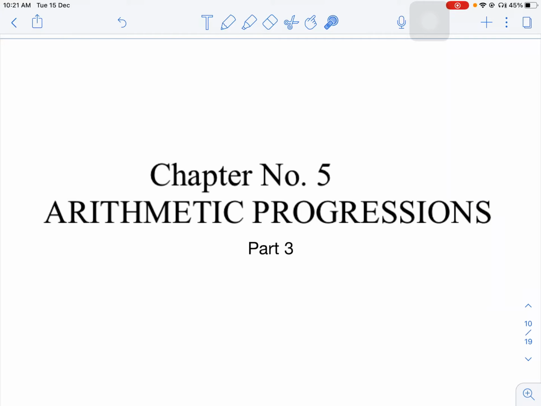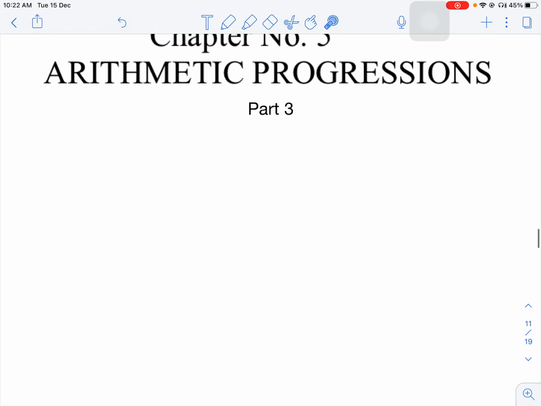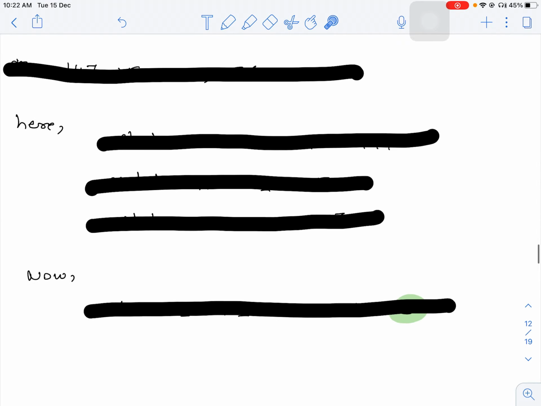So hello students, today we are going to learn part 3 of chapter number 5, that is arithmetic progressions. In the previous part we have learned how to decide whether the given sequence of numbers, or the given list of numbers, forms an AP or not. Now today we are going to learn how to find the nth term, and what the nth term of an arithmetic progression is. So let us start with it.